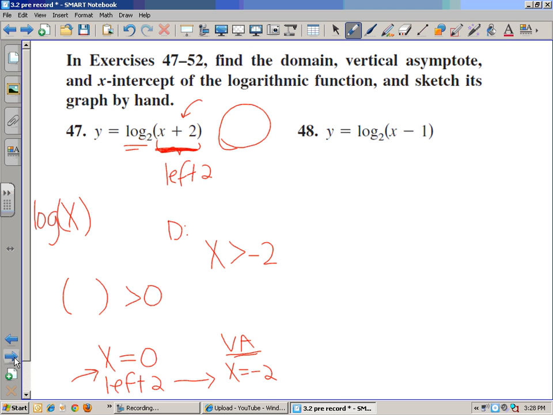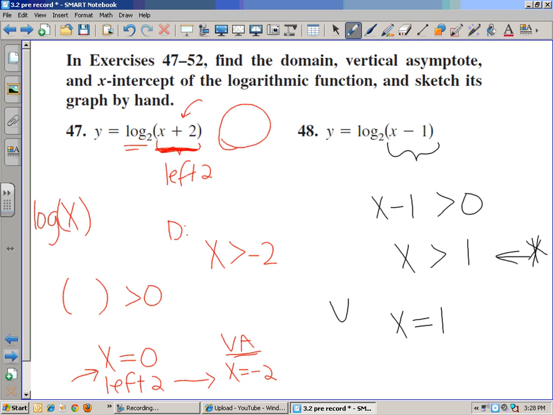Now I'll do one more just to show you. So what's in here has to be greater than 0. So that means x must be greater than 1. Since x has to be greater than 1, my vertical asymptote is at x equals 1. So this is very, very similar to rational expressions, okay? Where we said the domain couldn't be something and it became our vertical asymptote. Now we're saying x has to be greater than that. And the reason is all logs have to be greater than 0. You cannot be 0.